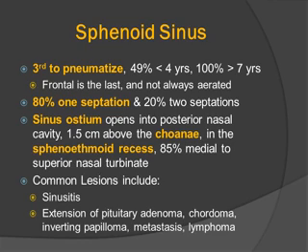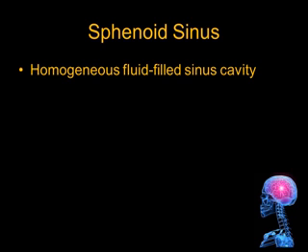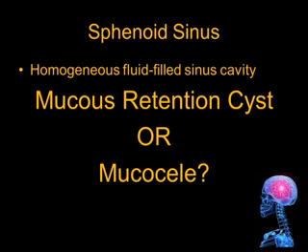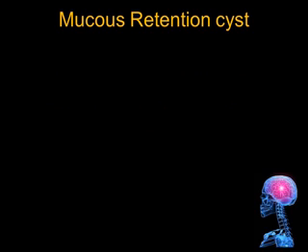Common lesions of the sphenoid sinus include sinusitis, as well as extension of pituitary adenomas, chordomas, inverting papilloma, metastatic disease, and lymphoma. This lesion is a homogeneous, fluid-filled sinus cavity. Is this a mucus retention cyst, or is it a mucocele? This is a very common, confusing question.